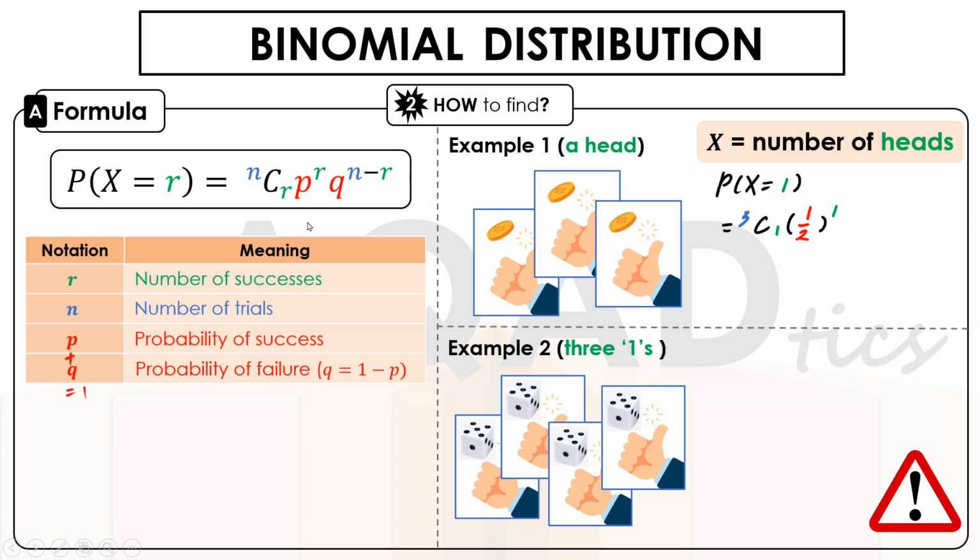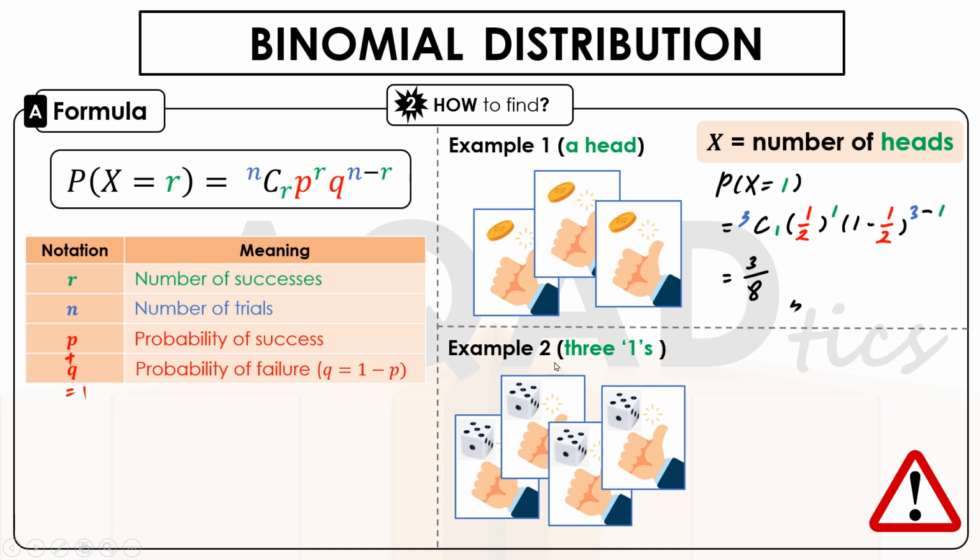And for Q, it's the probability of failure, so it's 1 minus 1 over 2, and we need it to fail 2 times, right? Meaning to get 2 tails, because we just need 1 head only, right? So we multiply this 2 times, or 3 minus 1. By putting this into the calculator, you will get your answer, which is 3/8.